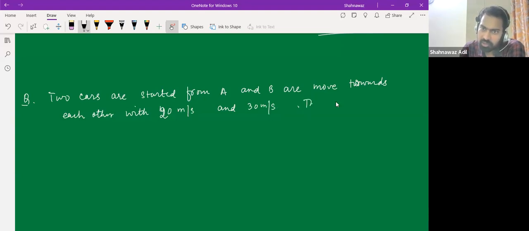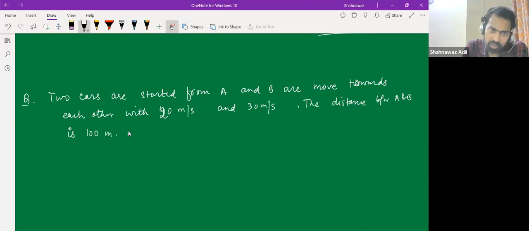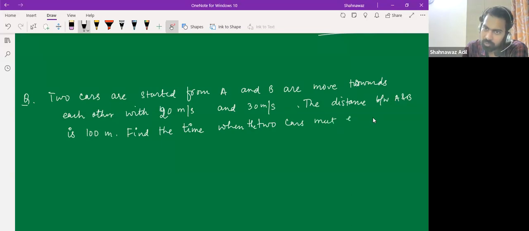The distance between A and B is, let's say, 100 meters, right? Find the time when the two cars meet.